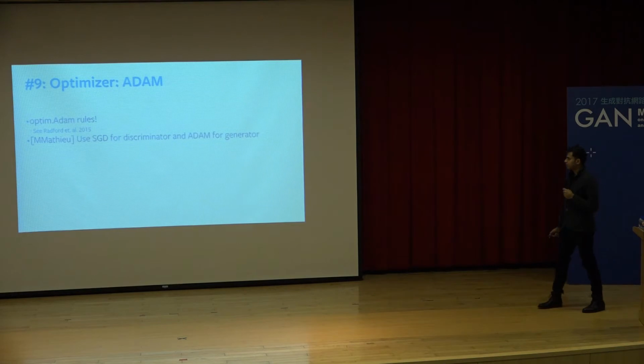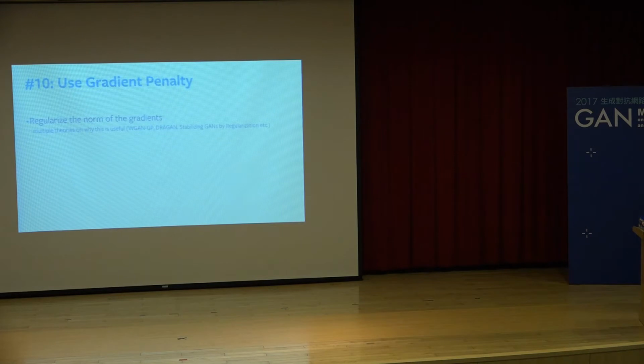The optimizer, just use Adam. Adam seems to work pretty well for GANs in general. Or RMSprop. RMSprop also works well. Number 10 is multiple papers. I think 3 or 4 papers have concluded that if you add a penalty term that clips, makes sure the norm of the gradients is within some bound, then the stability is good.